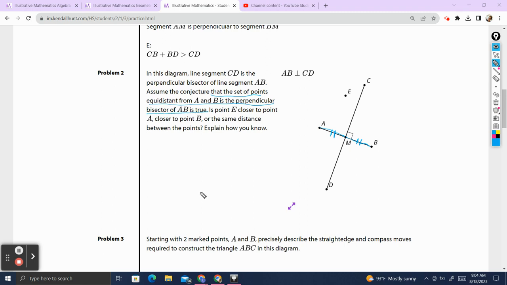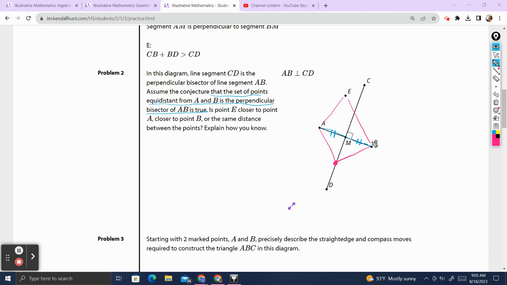Okay, so let's think of a point that's in between, equidistance, that means the same distance. So this point over here, well, if we take a measure that's this length and a measure that's that length, it kind of looks like if they're the same length, then it actually does lie on the perpendicular bisector. But let's talk about what we're being asked here. Is point E closer to point A? It is definitely closer to point A.